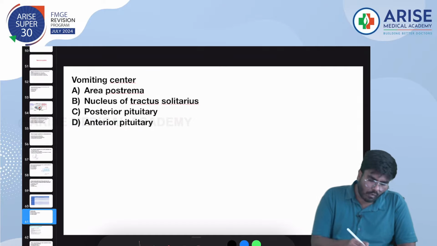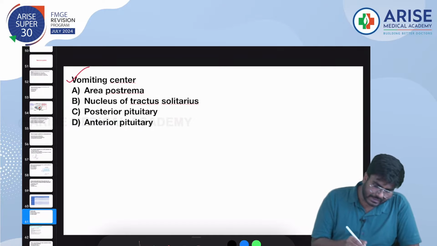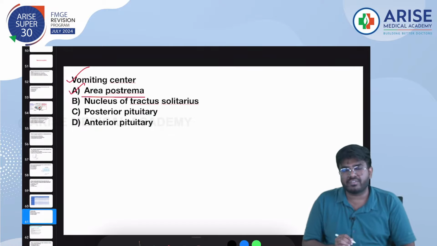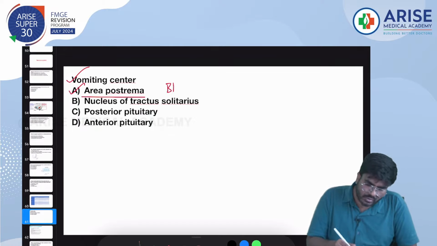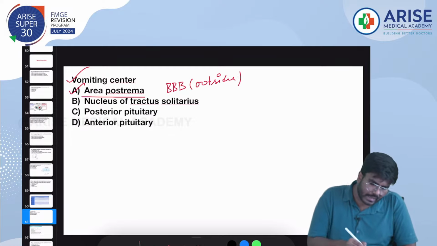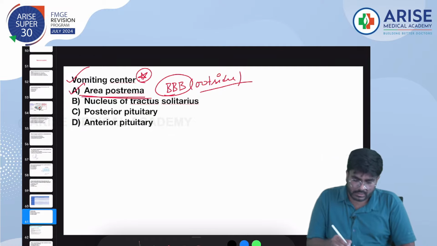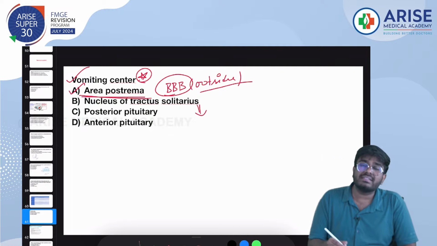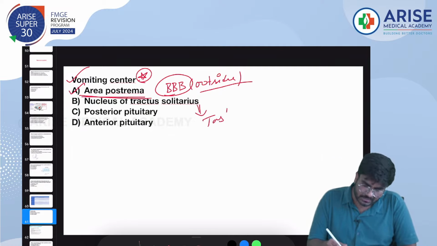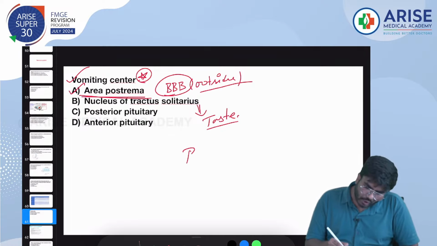Now, the vomiting center. Where is the vomiting center present? The vomiting center is present in an area called the area postrema, which is outside the blood-brain barrier. It's present near the medulla. Area postrema, outside the blood-brain barrier, is your vomiting center. The nucleus of tractus solitarius is involved in sensing taste information. Here, I want you to know the rewarding center.